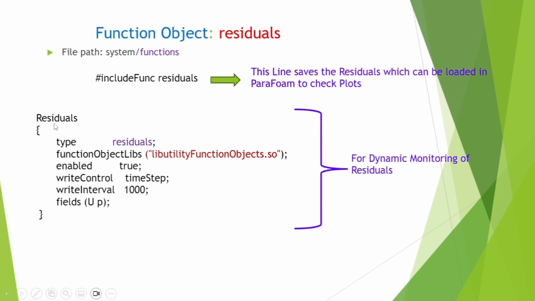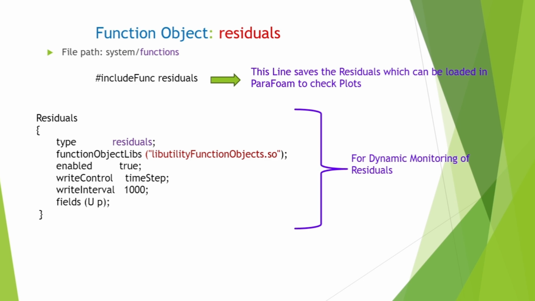So here residuals is the name. We can add any name here. Then the type is residuals. Again, this is the function object library. Then enable is true. I hope even if this line is not there, it will work. Then the writeControl, as I told earlier, it should be timeStep and the writeInterval is 1000. Now the fields here in the bracket we add U and p. So the residuals of velocity components Ux, Uy, Uz and pressure will be calculated and saved to the residual plot.